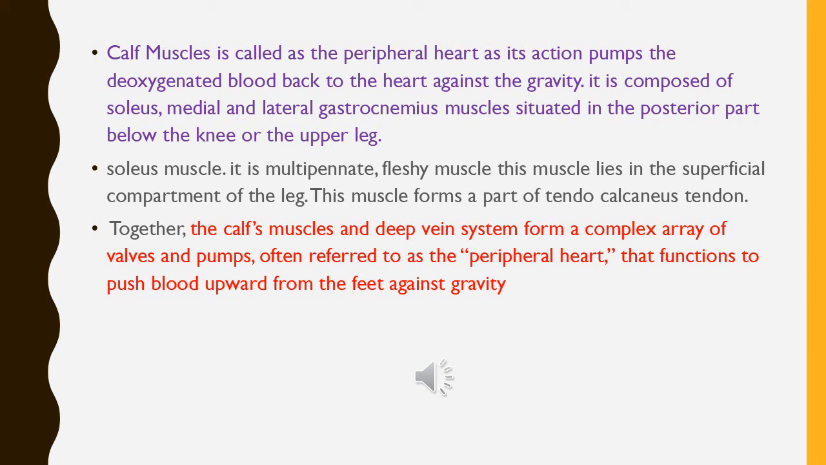Together these calf muscles, and deep to them the deep vein system, form a complex array of valves and pumps, often referred to as the peripheral heart, which functions to push blood upward from the feet against gravity.